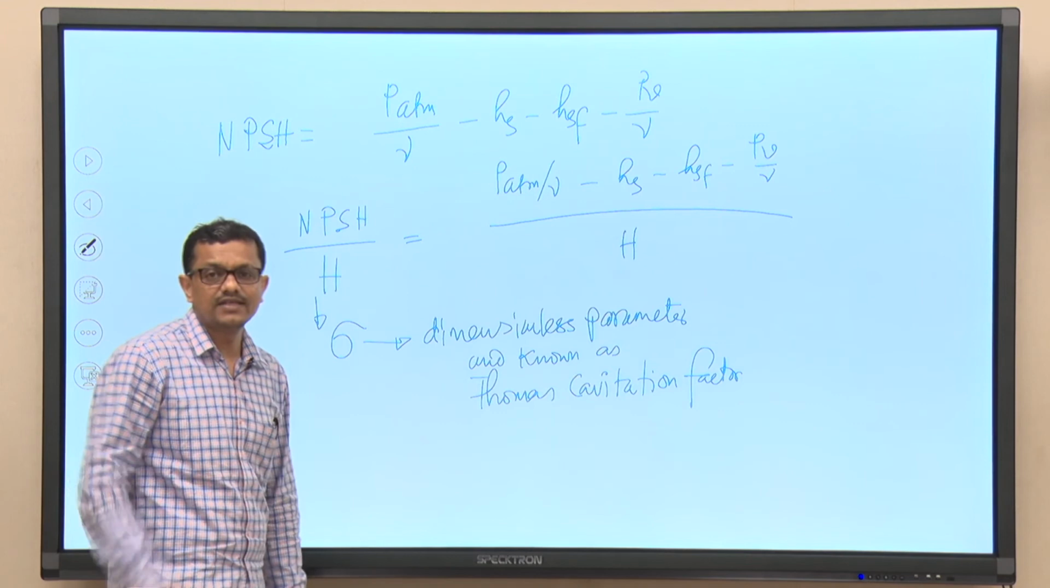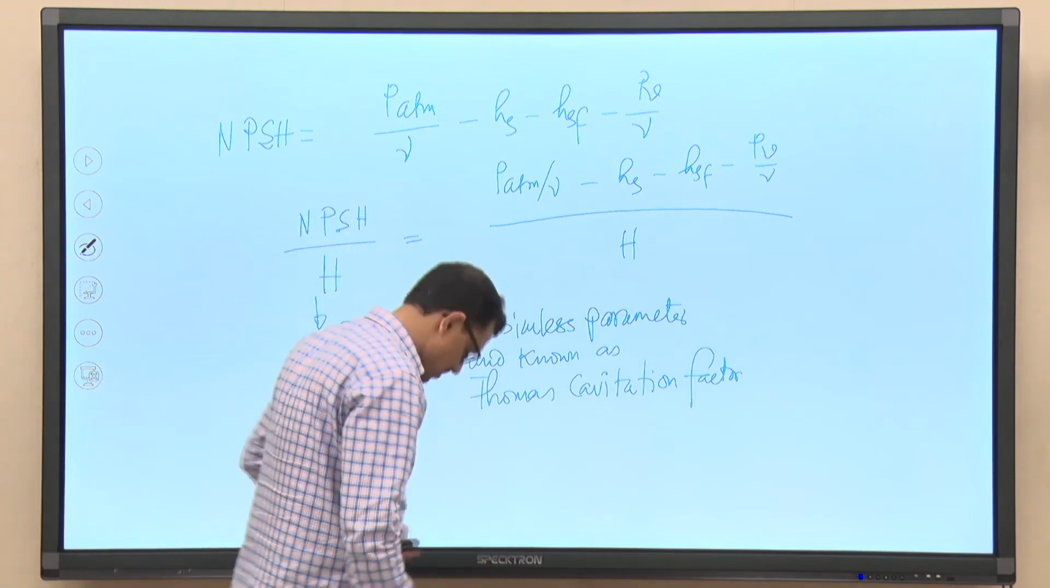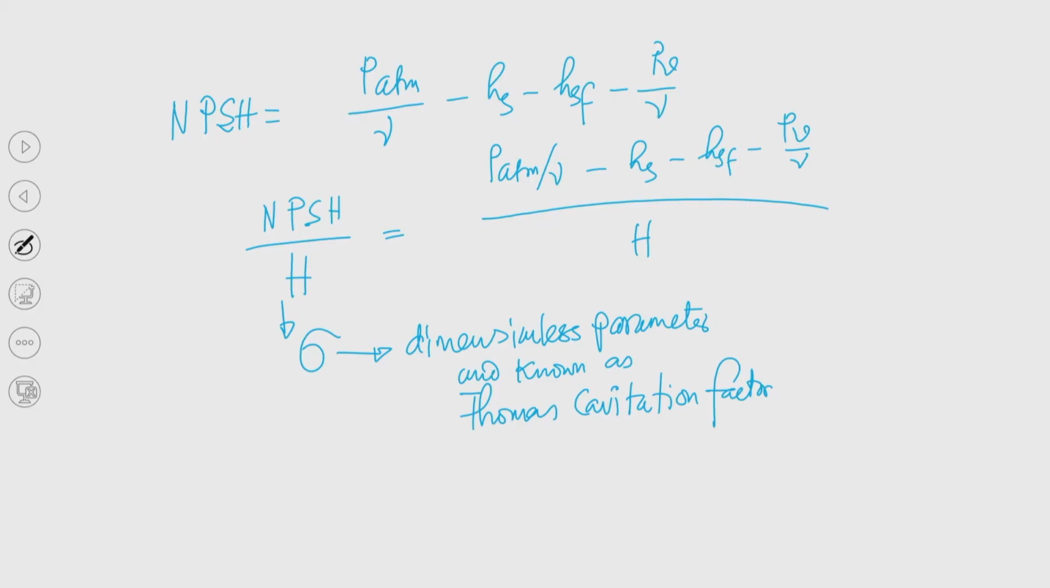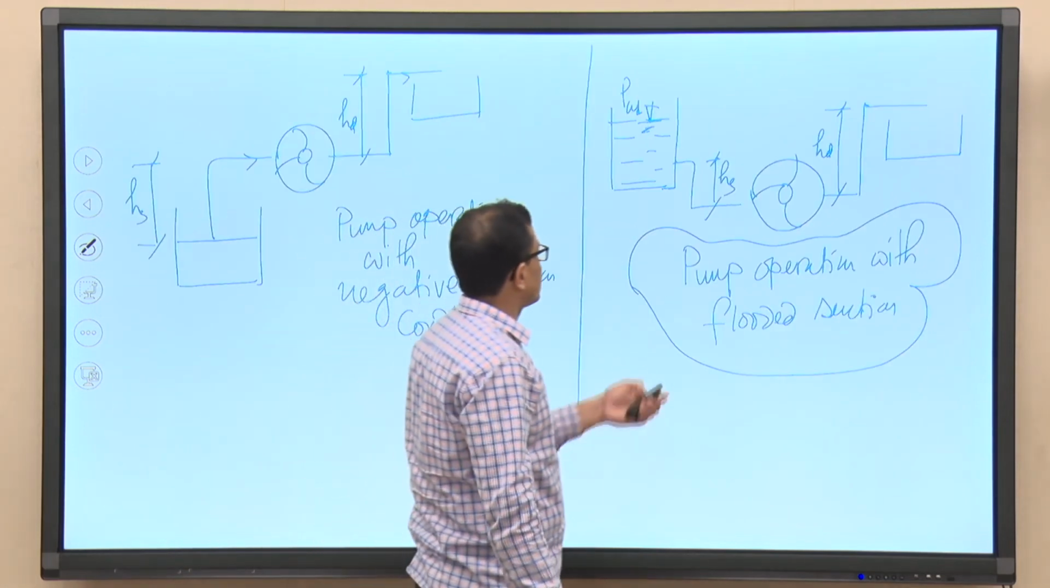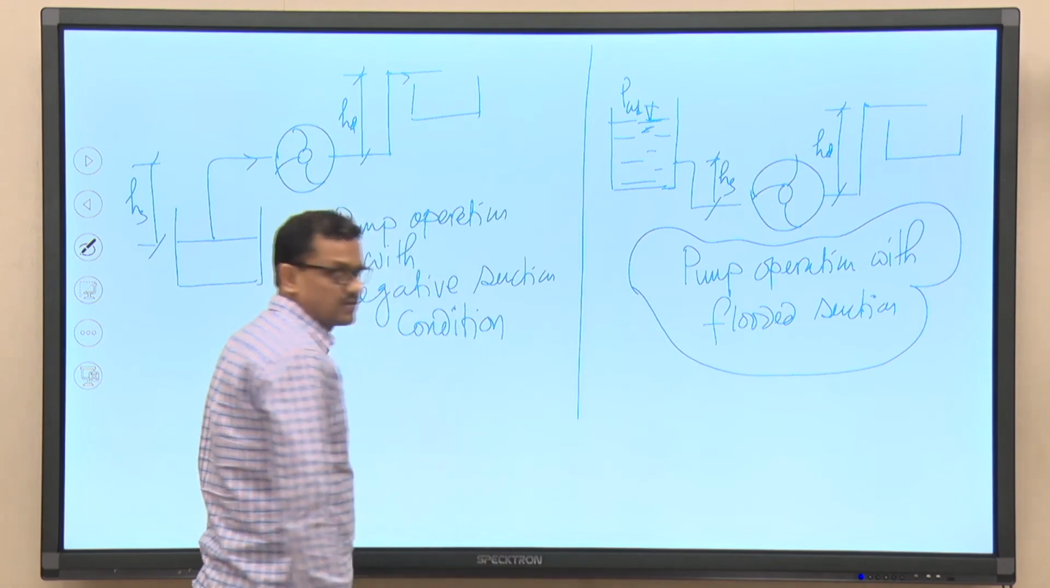So, what is the physical significance of this? If we try to write that sigma is nothing but P_atm by gamma minus P_v by gamma minus H_s minus H_sf, divided by H. Understood? Now, see, if we go back to the previous slide wherein I have drawn the pump, this is the case, right.